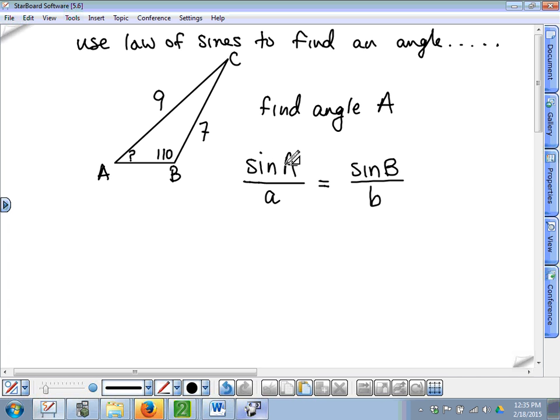So, we don't know the measure of angle A, so I'm just going to keep that sine of capital A. Now, little a, that's just 7. We know capital B, that's 110. Little b is 9.